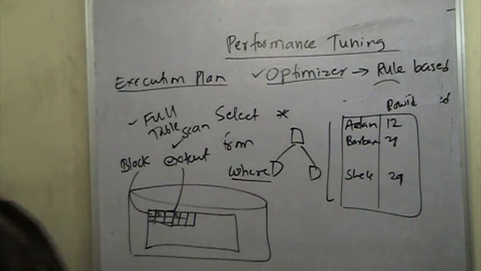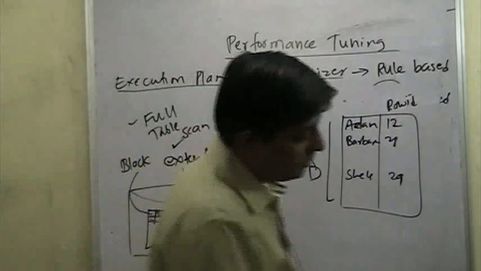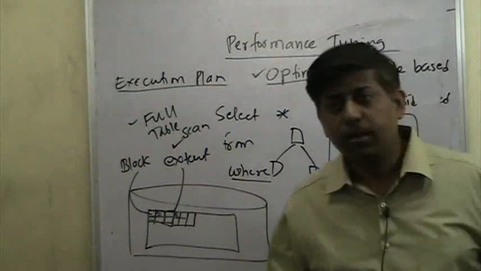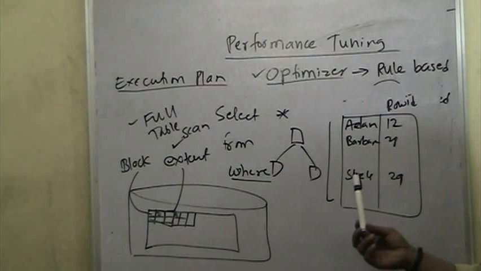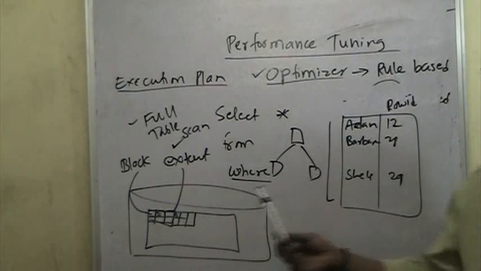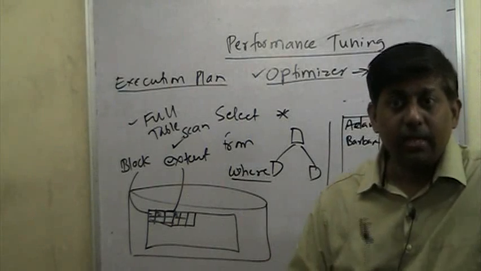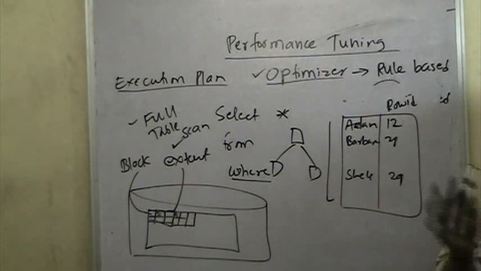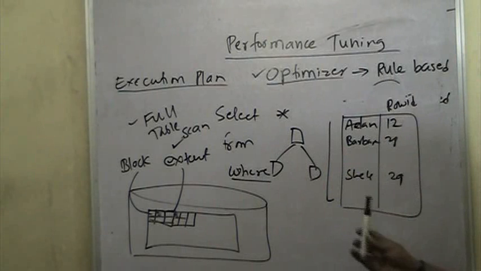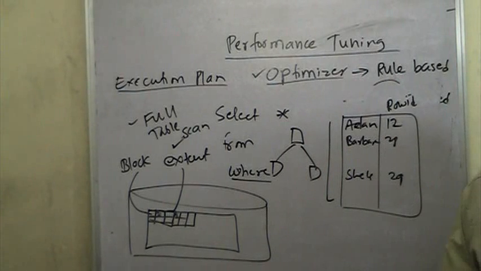There would be a whole bunch of blocks for that table, and all those blocks will be read if we are doing a full table scan, if the index is not created. If the index is created, then Oracle will internally realize it doesn't have to do anything. All our job is just to create the index, and it will take care of the whole thing.